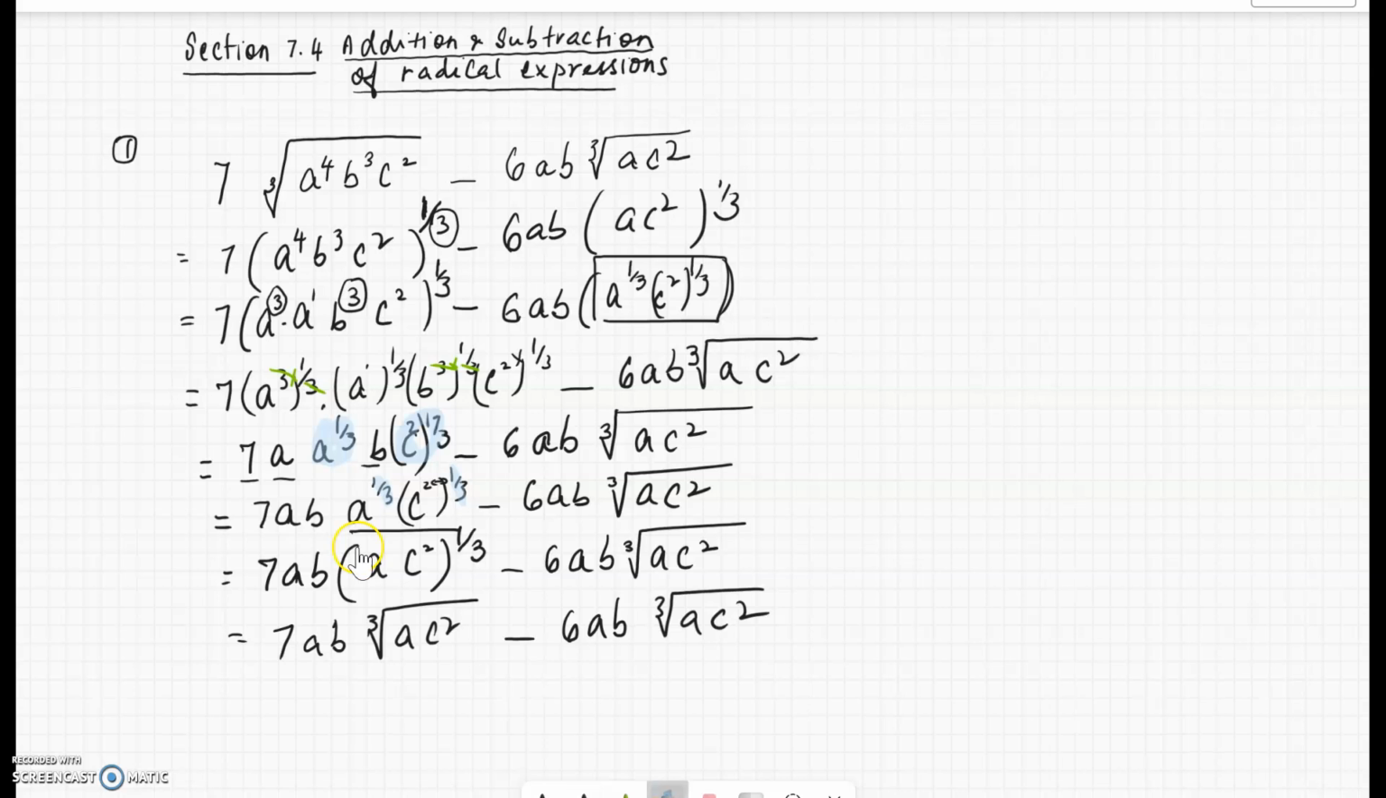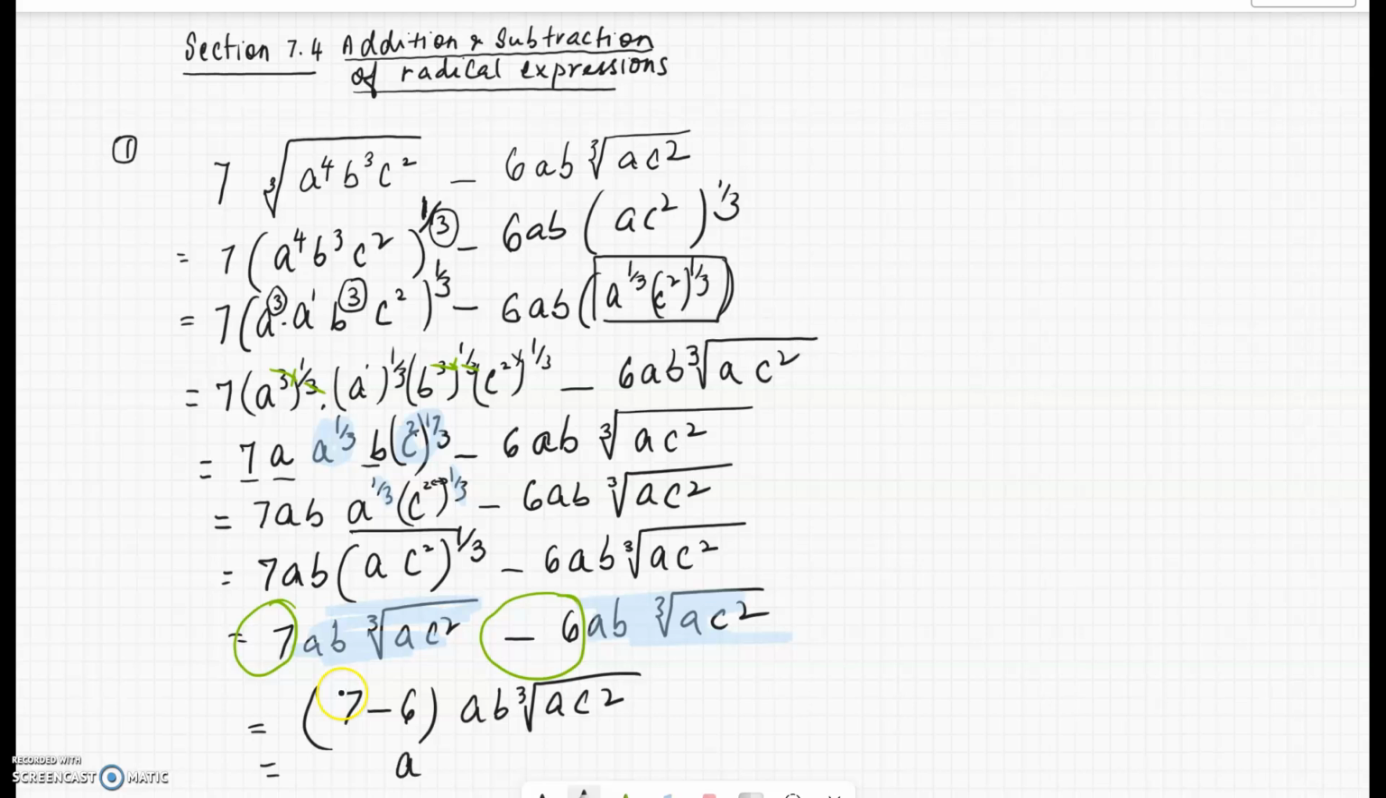Now the common factor between these two is this entire term. So if I factor that out, I'm left with 7 minus 6. So that's 7 minus 6 AB times the cube root of AC squared. So 7 minus 6 is a 1. So AB, the cube root of AC squared. And that's the final answer.